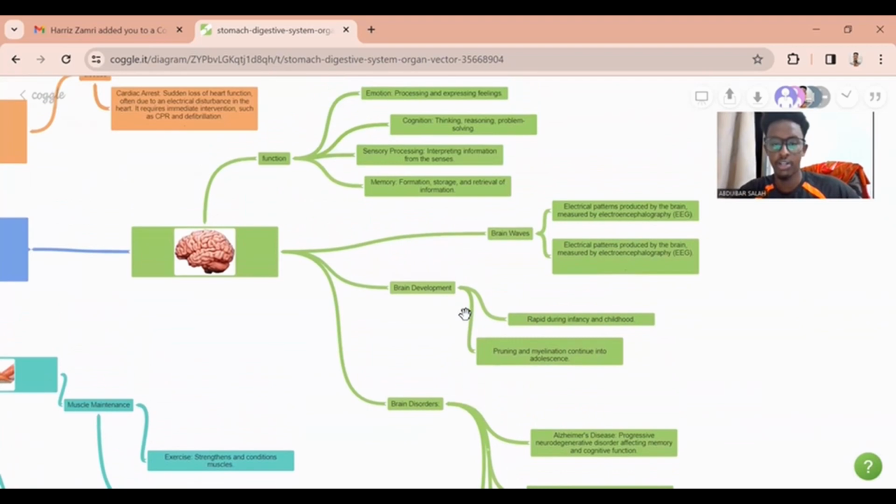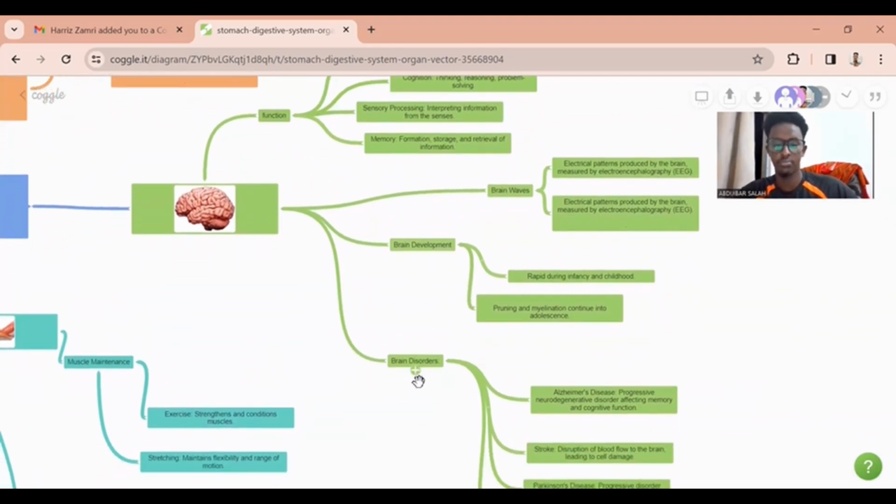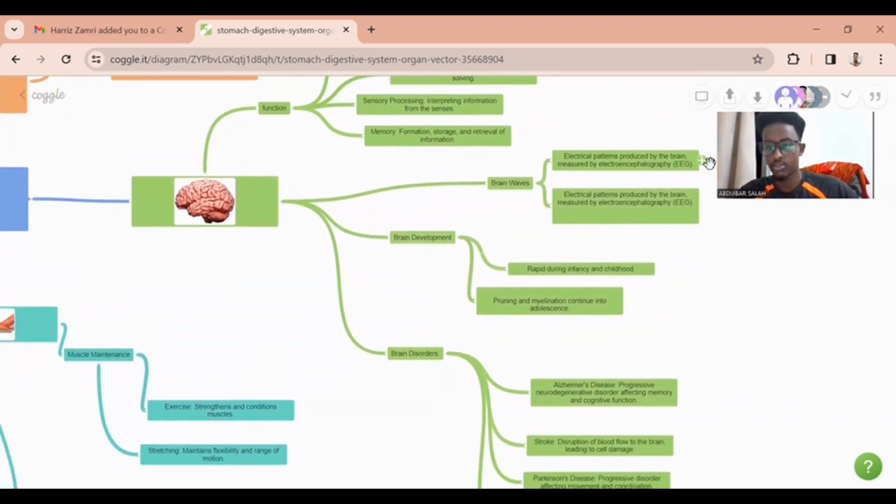Functions of the brain: brain waves, brain development, brain disorders. Thank you.